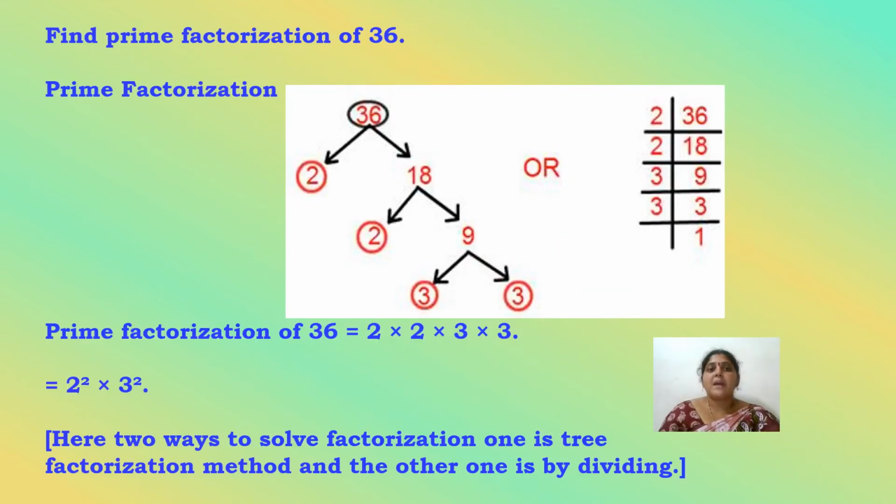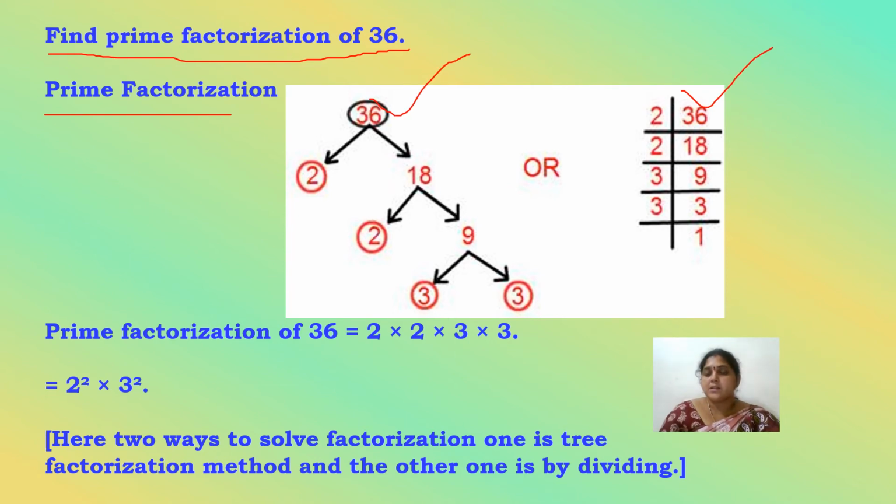Now, prime factorization of 36. Prime factorization of 36, we are doing in the division method. So 36 we have taken. Prime factorization by division and tree method, both I have shown in the picture here. This is the division method and this is the factor tree method.